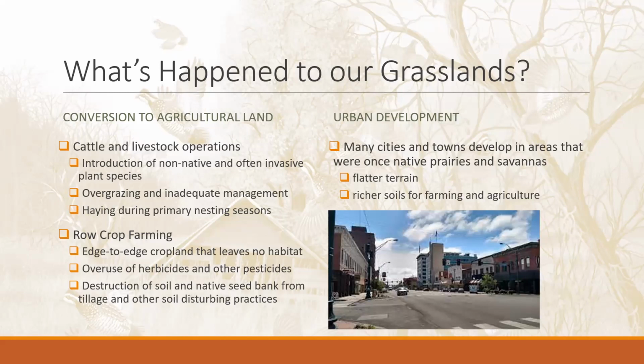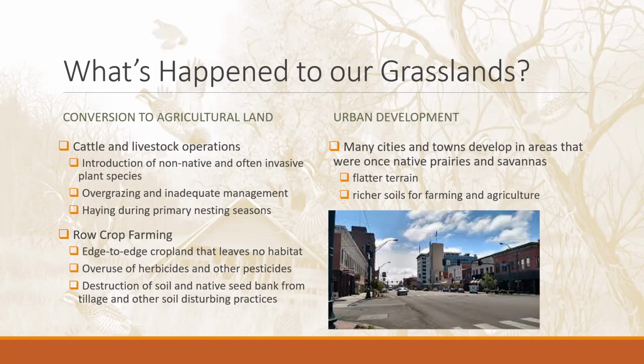The conversion to agricultural lands and urban development has played a major part in the destruction of our grasslands. Many areas that were once sprawling prairies full of wildlife and wildflowers have now been converted into non-native and oftentimes invasive species for livestock grazing and hay. Overgrazing and inadequate management have also destroyed any potential habitat that these areas might otherwise have had. In some parts of the state, we've seen our grasslands being converted into row crop farms. This edge-to-edge row cropping destroys many of those habitat components that we just discussed.